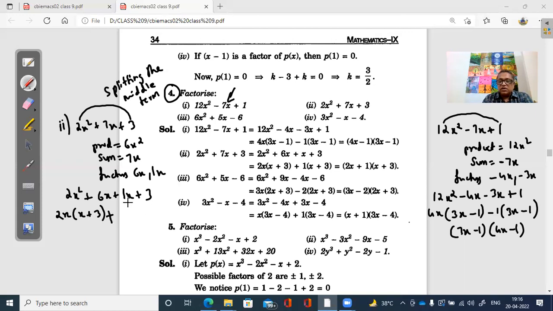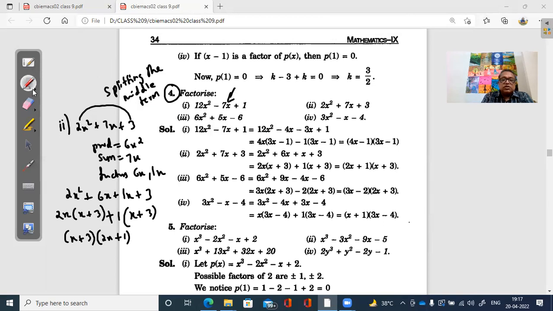Plus, here nothing is common. Nothing is common means 1 is common. If I take 1 out, what remains here is x and 1 goes 3 times. So as I told you, the brackets have to be the same. If the brackets are not the same, it means your factorization is wrong. So we get x plus 3 common. What is left here is 2x and what is left here is 1. So x plus 3, 2x plus 1. This will be the answer for the second part.